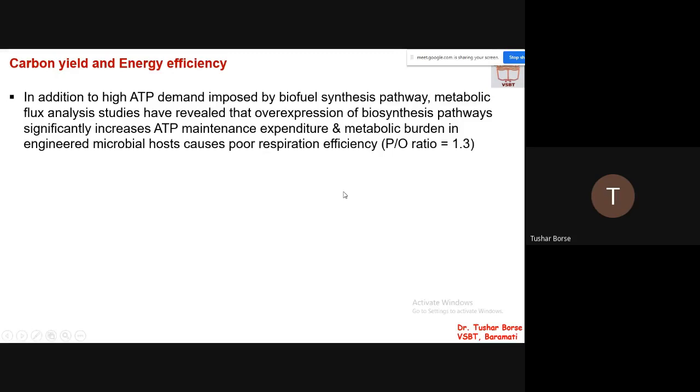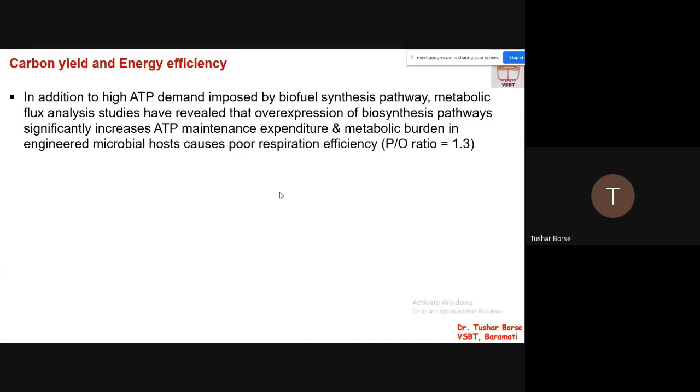So typically, for a stable organism which is growing at standard conditions, it will have a specified P by O ratio of 0.5. But if you are engineering a cell, if you are going for metabolic engineering, where you have modified the cell, what is going to happen in that modified condition? The majority of your energy which is produced will be converted on the basis of the product in which you are interested.